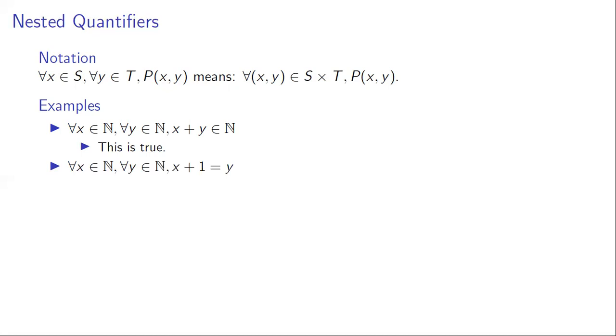Okay, how about this one? For all x in N, for all y in N, x plus 1 is equal to y. So this says take any natural number x, take any natural number y. If you do x plus 1, that will be equal to y. And is that true? That's not true. It fails, for example, when x is equal to 2 and y is equal to 4, right? The statement says take any x, take any y, and you'll have that x plus 1 is equal to y. But here, if x is 2 and y is 4, it is not true that 2 plus 1 is equal to 4. So this statement is false.